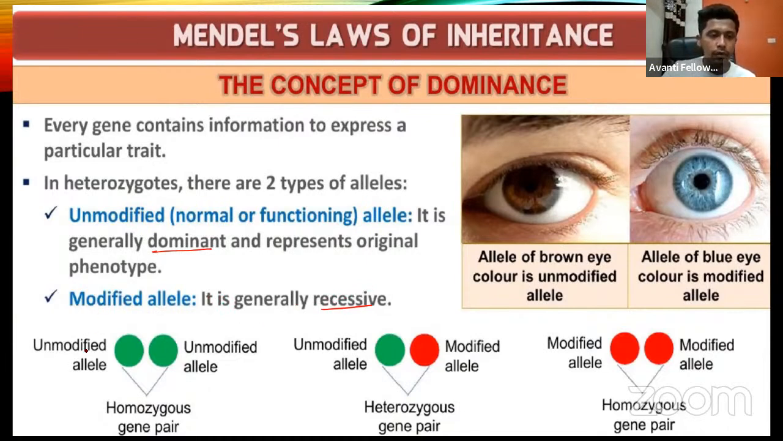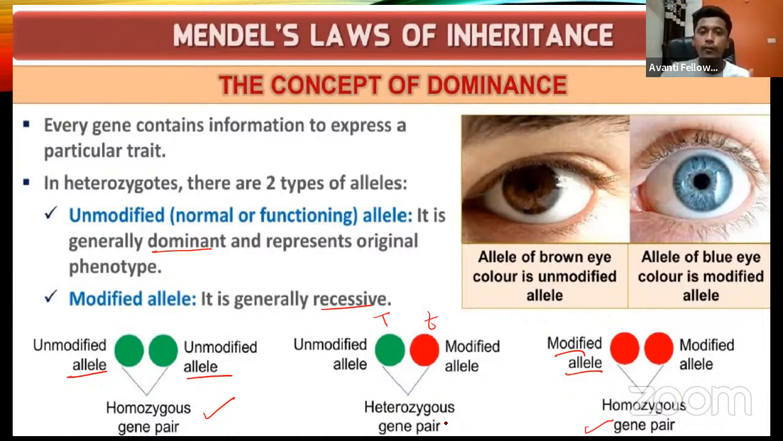Whenever we have two unmodified alleles, we call it a homozygous gene pair. Similarly, two modified alleles together are also called a homozygous gene pair. Whenever we have an unmodified allele and a modified allele, for example capital T and small t, we call it a heterozygous gene pair. So Mendel's genetics was talking about a certain set of rules for how the alleles will segregate, how the alleles will express, and what happens if two different alleles are together.